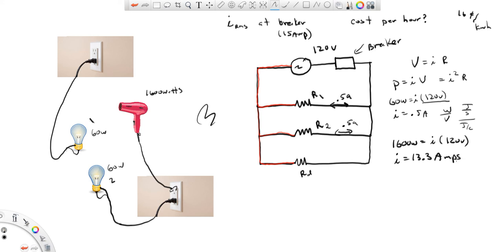Now, here's kind of how current works. We've got 0.5 amps here, 0.5 amps here, and 13.3 here. Now, the first 0.5 is good anywhere along here. The second 0.5 along here. The third, or I'm sorry, the 13.3 is good here. This part of the circuit right here is supplying all of that. So the current in this part of the circuit, I'll just leave this in green, is the sum of the three, and that ends up being 14.3 amps.